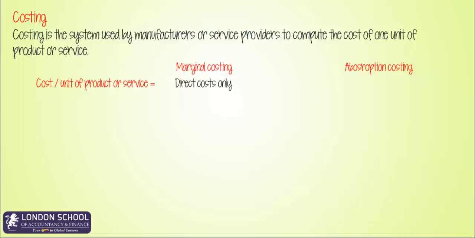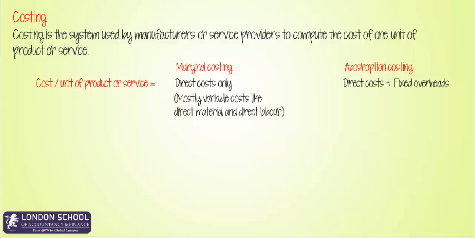What do we mean by direct cost? Mostly the direct costs are variable costs like direct material, direct labor, and so on. Nice and easy, simple, no problems there in marginal costing. Just take the direct cost, sum it, and that's your cost of one unit of product or service. However, absorption costing is a bit more complex. Absorption costing says, if I want to calculate the cost of one unit of product or service, I'm going to take the direct cost as we did in marginal costing, but I'm going to add a share of fixed overheads.